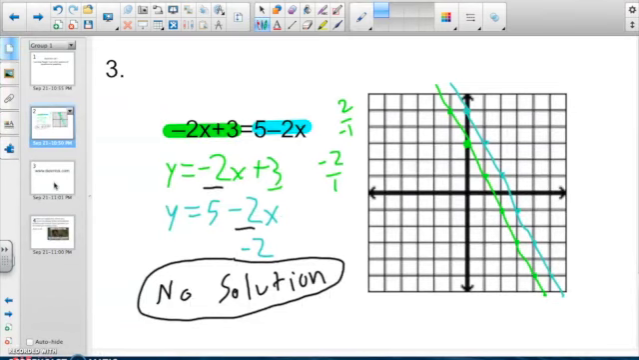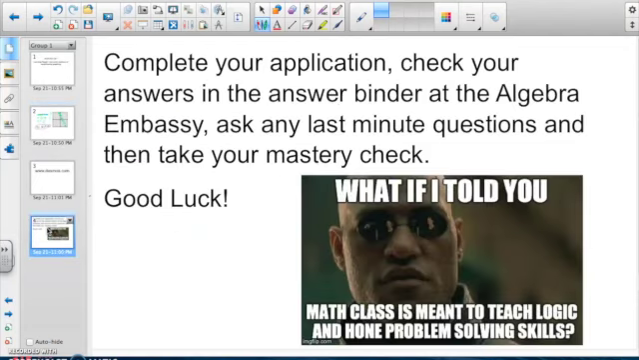Alright, so go ahead and complete your application. Check your answers in the answer binder at the Algebra Embassy, and ask any last minute questions you have, anything that you didn't understand in either the practice or the application, and go ahead and take your mastery check.